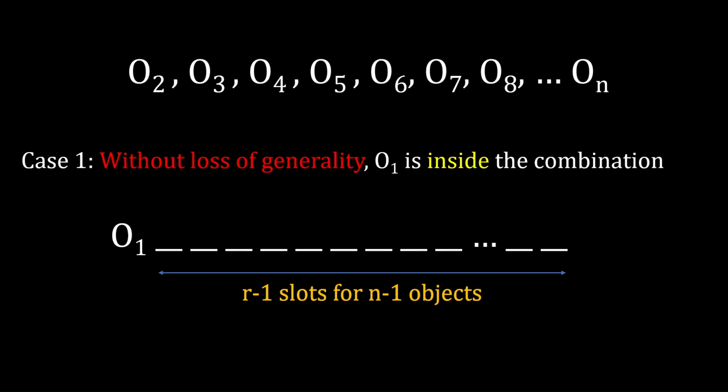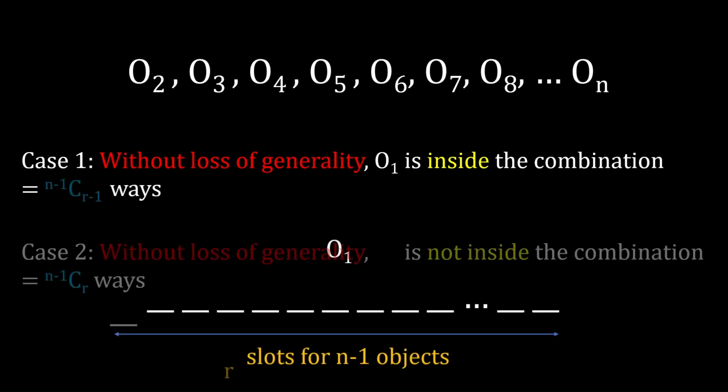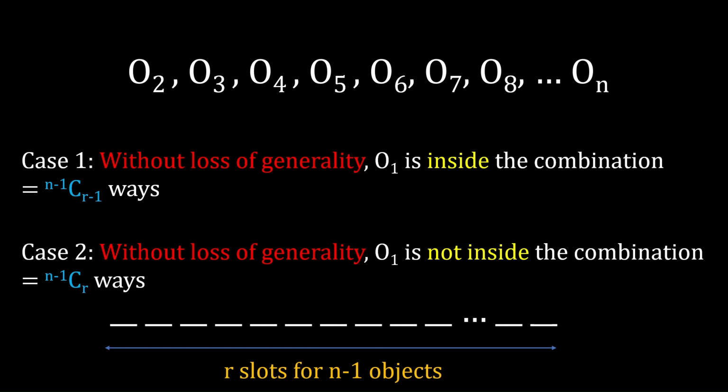How many ways are there to do this? Well, there are n-1 choose r-1 ways. This is the first case. Case 2. These are the ways in which O1 is not inside the combination without loss of generality. Well, now we have r slots for n-1 objects, and there are n-1 choose r ways to do so.